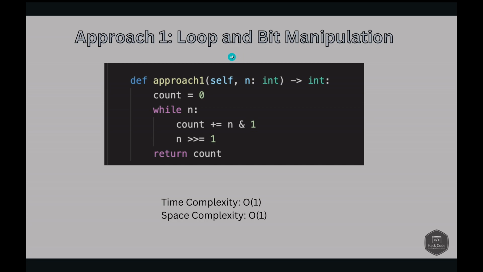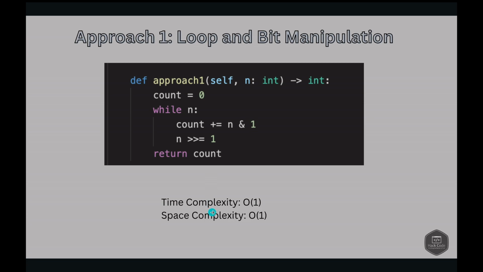So here let's look into the code. As we discussed, we initialize the count with 0, and then while n is nonzero, we loop through, and then we increment the count with n AND 1. Basically, if it results in 0, we add 0. If it results in 1, we add 1, and the count is incremented. And then we right shift n by 1. And then we return the count.